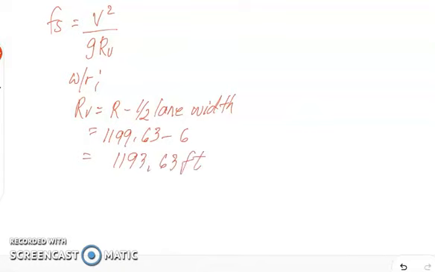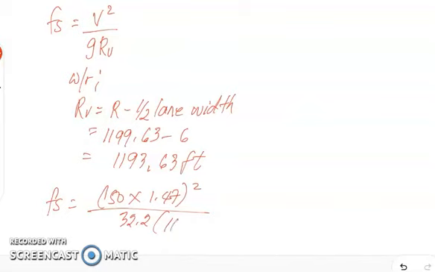So therefore, if we try to substitute, our f sub s now will be 50. Design speed is 50, times, convert that to feet per second. So our multiplier is 1.47 squared all over 32.2 times 1,192.65. So simplifying further, we have this is minus 0.08 and we've got 0.061.